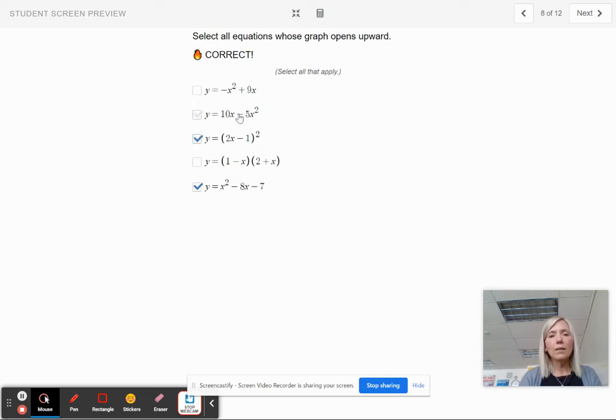And then this has, see that minus in front of the 5x squared and the minus in front of the x squared. So if these equations were all in order, the x squared is what comes first, and that's where it needs to be positive to go up, negative to go down.